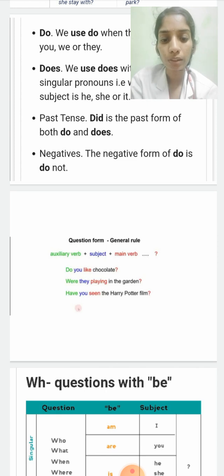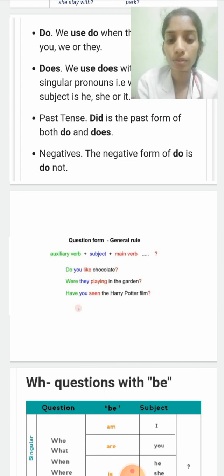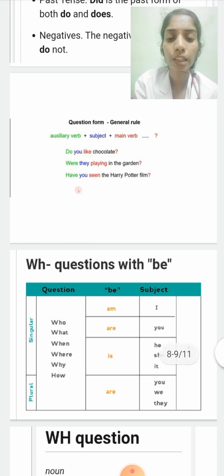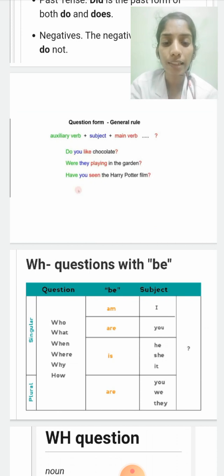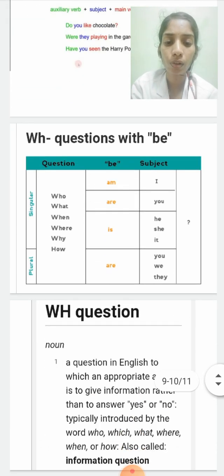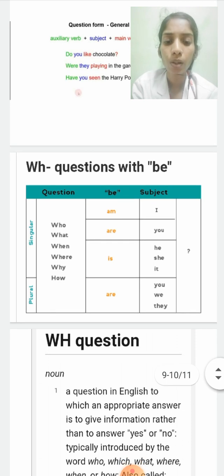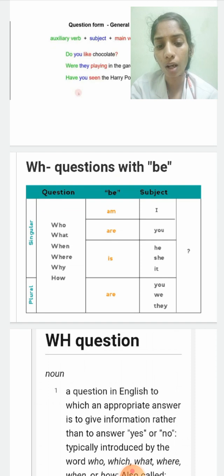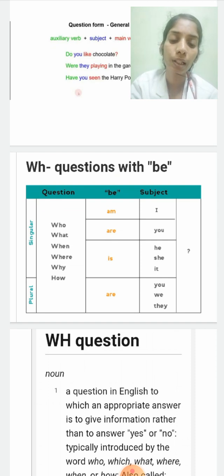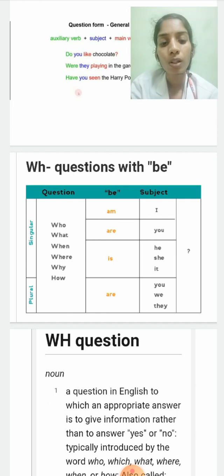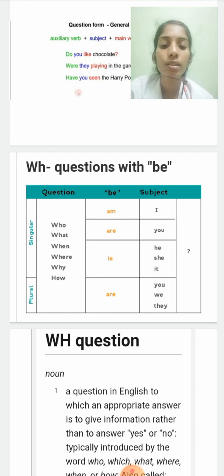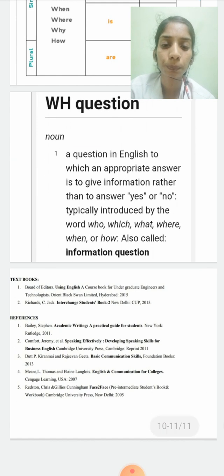So what about general examples? These are all the examples we have, whatever you are seeing. Questions: be verb and subject, who, what, when, where, why, how, and the be verbs am, are, is, like that, and the subjects I, you, he, she, it, we, they. So here you should see everything.